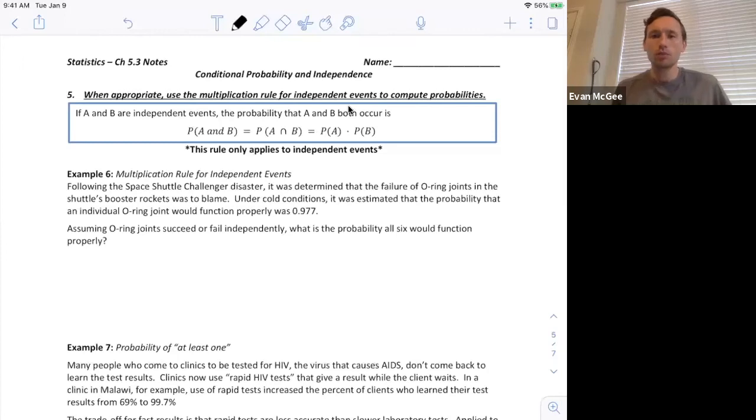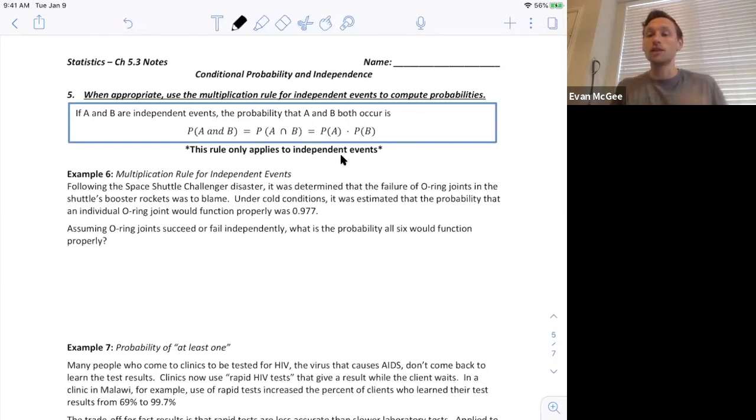This is the final 5.3 video. We're going to look at when to use the multiplication rule for independent events to compute probabilities. So we've learned the general multiplication rule that works for any type of events, independent or not independent.